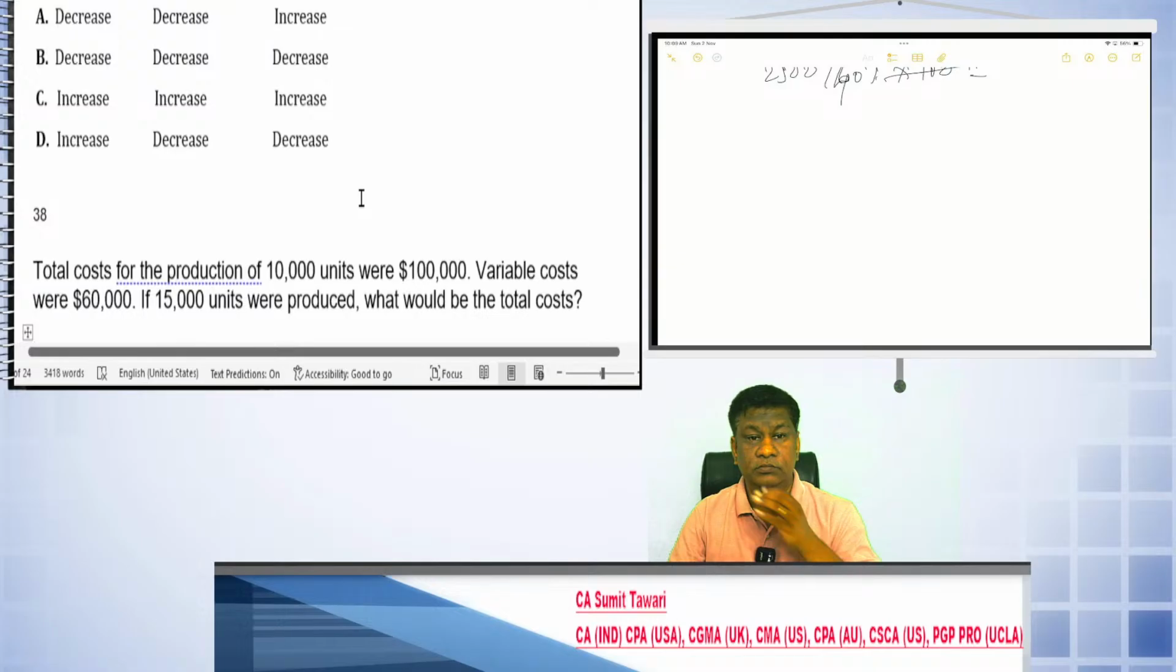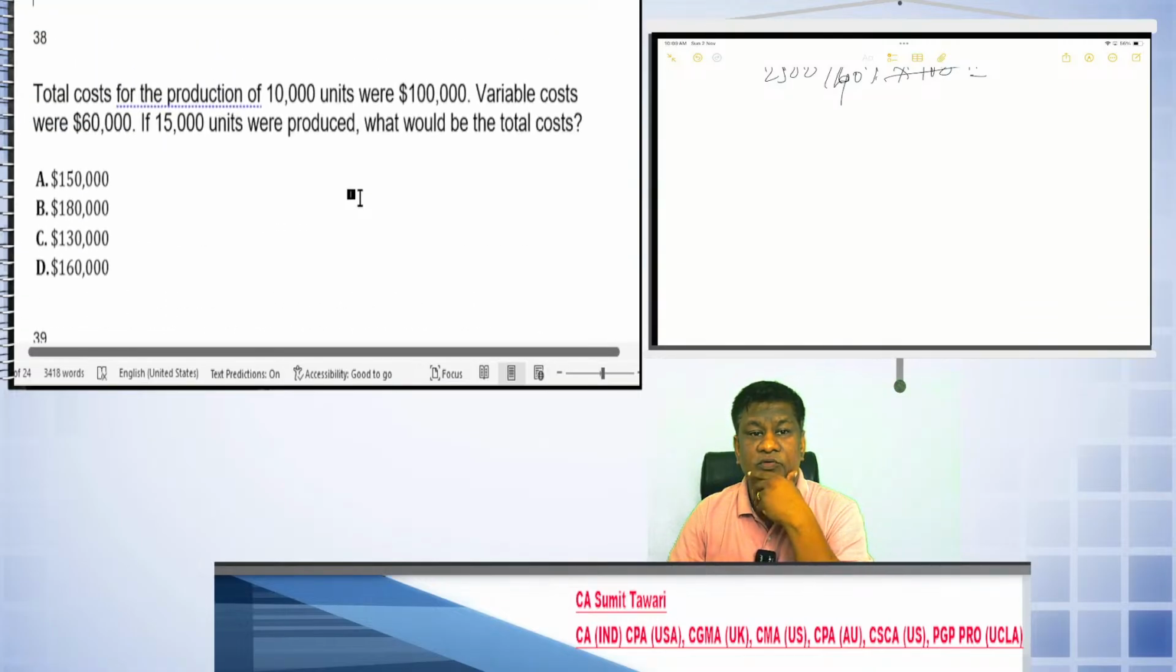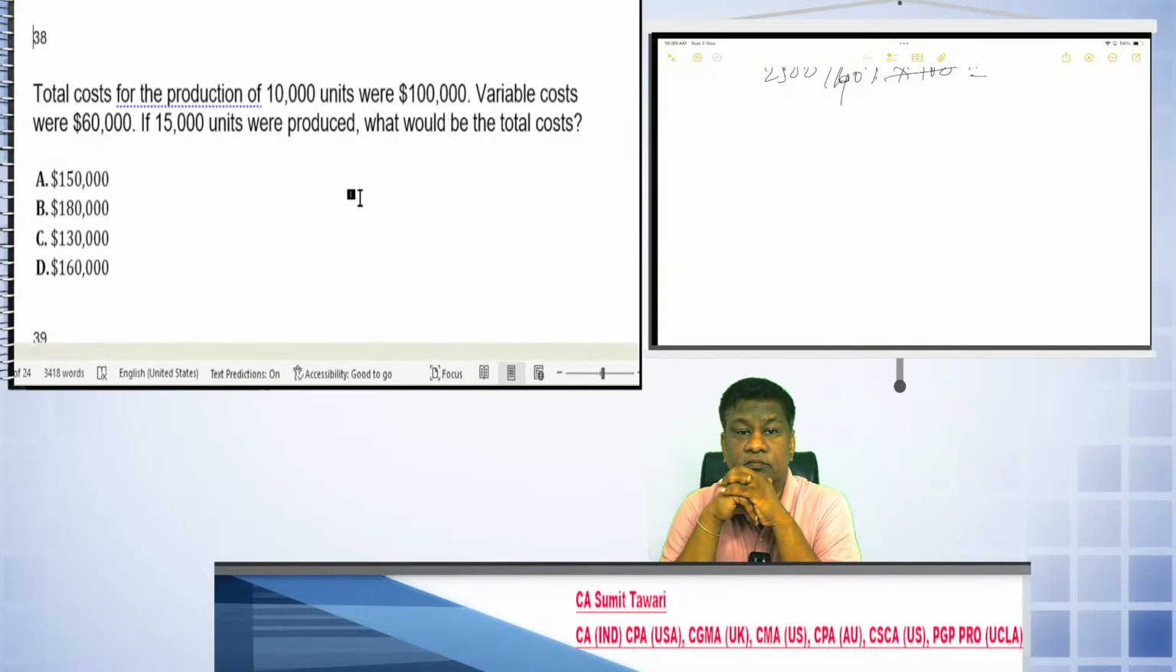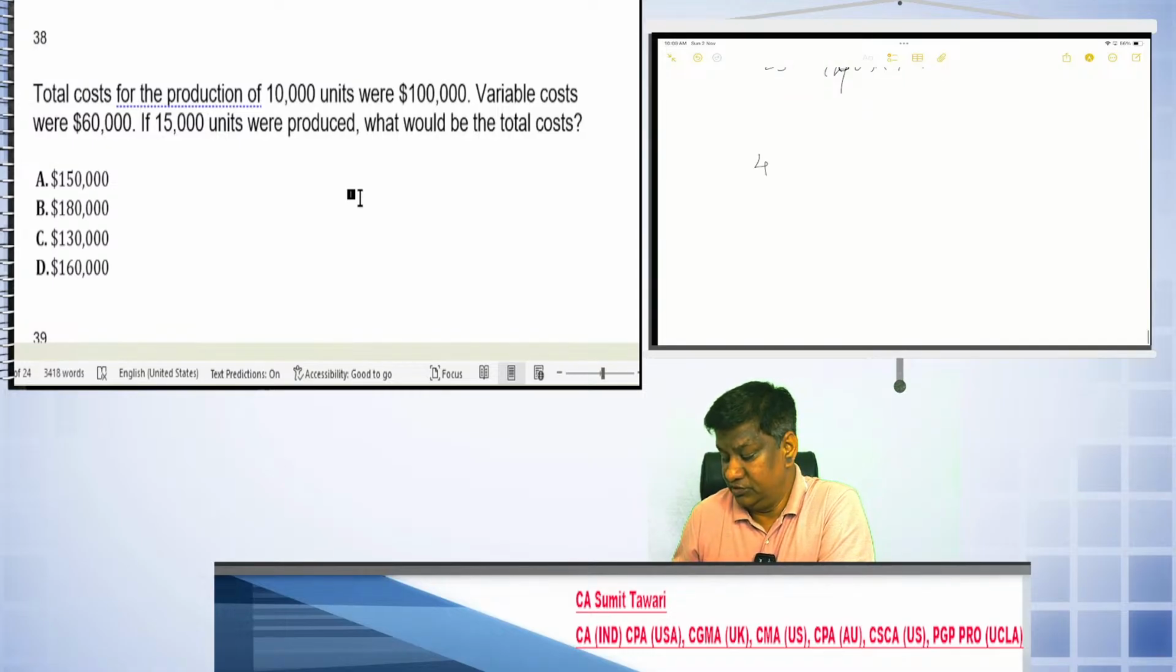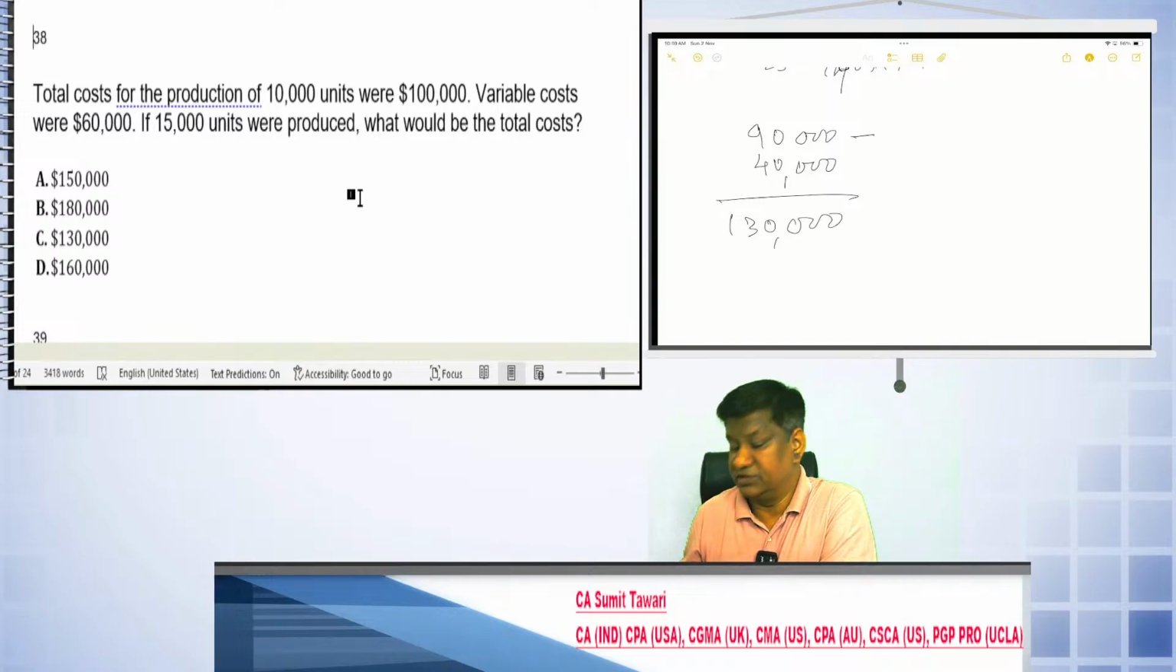Question number 38. 1,30,000. So variable cost is 60,000. If 15,000, what would be the total cost? So fixed cost is 40,000, and this variable cost is 90,000. That's how it came, right? 130,000. Yeah, 60%, correct.